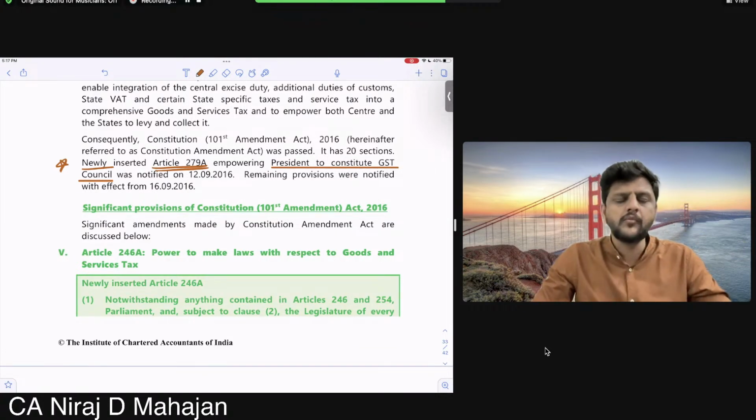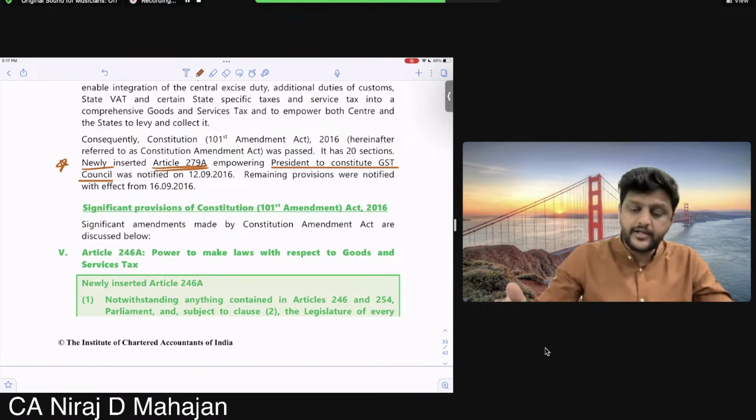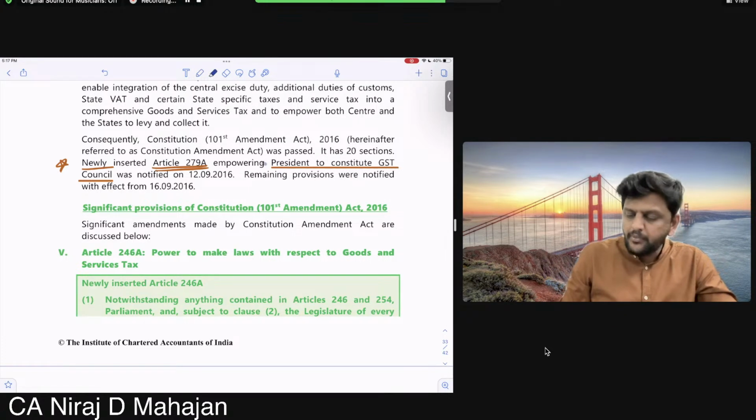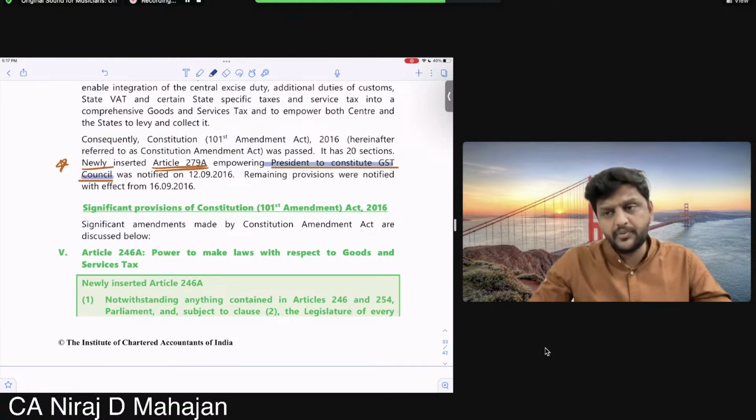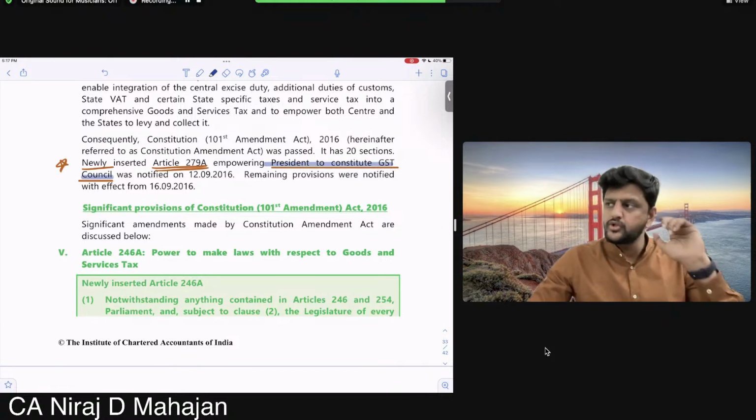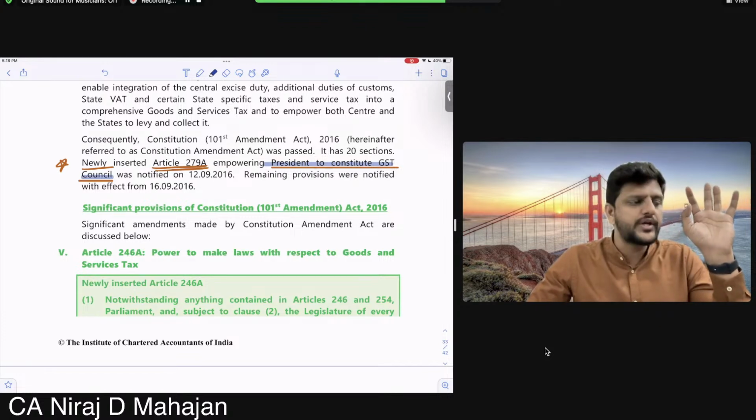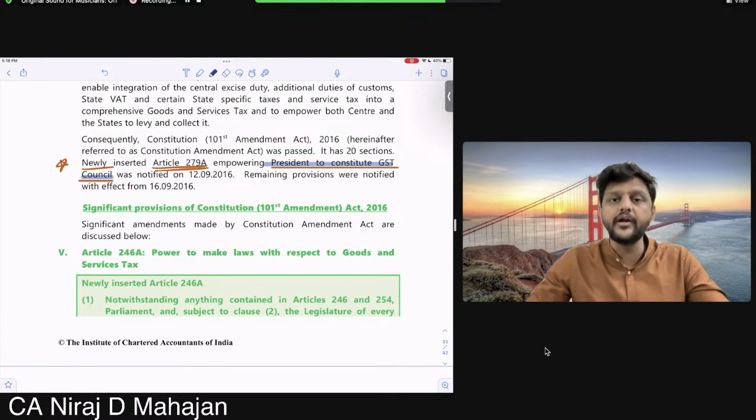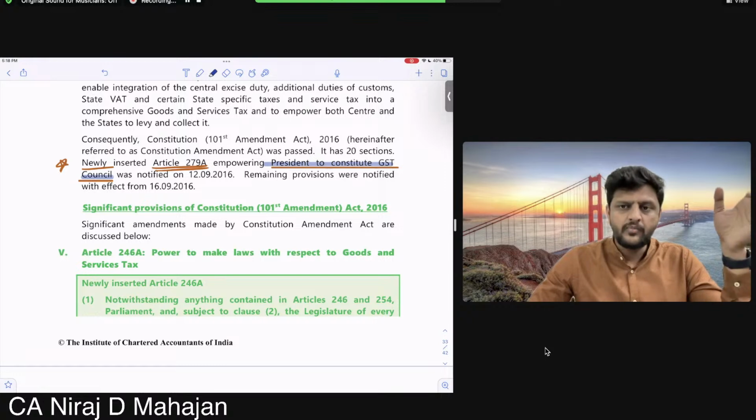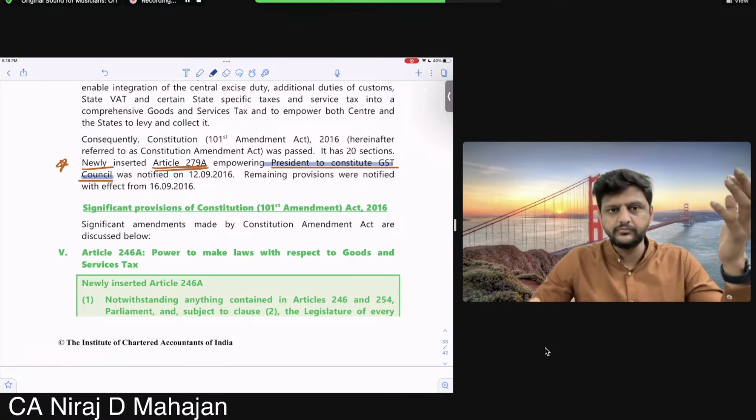New article, which one? 279A. It gave the President the power to constitute a GST Council for the administration part. And bachcho, the reason for putting it in the Constitution is that it becomes very difficult to remove it if anybody decides so tomorrow, because you will have to do a constitutional amendment.